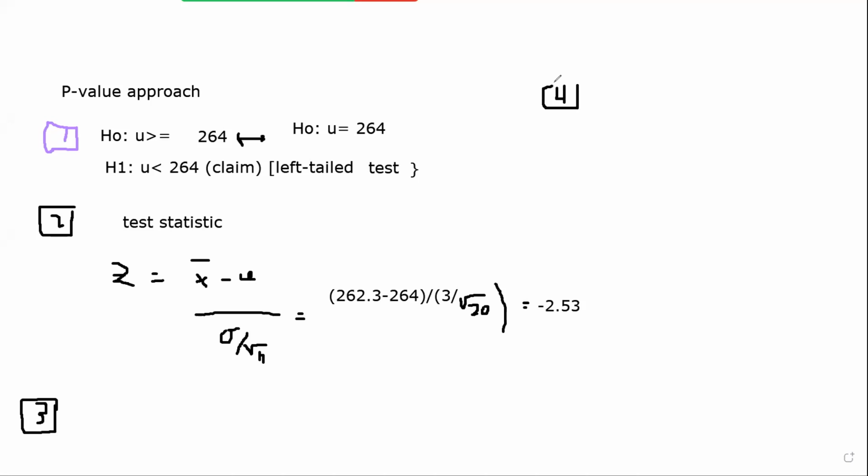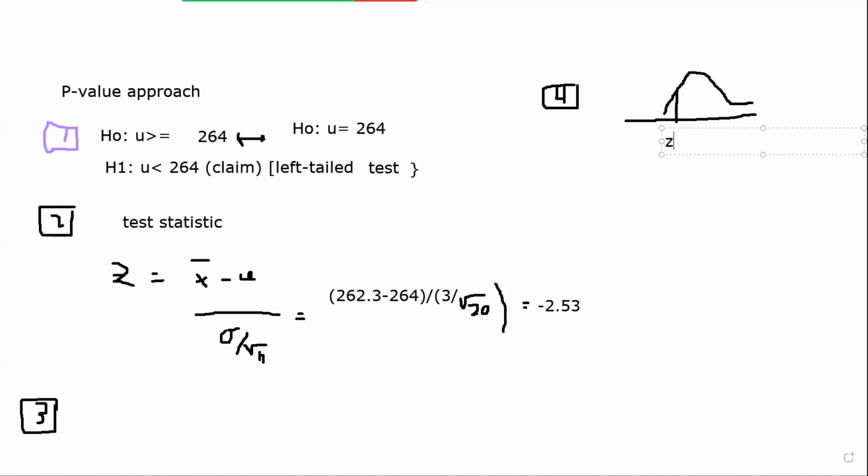You don't have to draw this, but I think it will be instructive. I'll remove it later, but drawing it for the p's is not totally necessary. But here you have negative 2.53 right here. This is your test statistic.